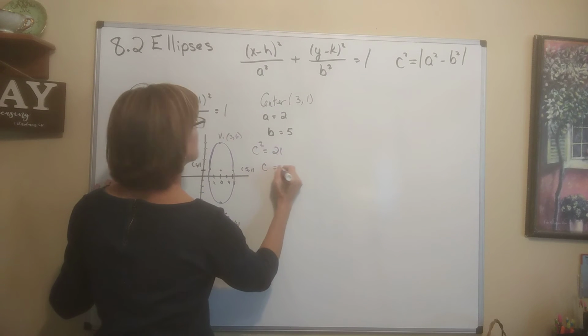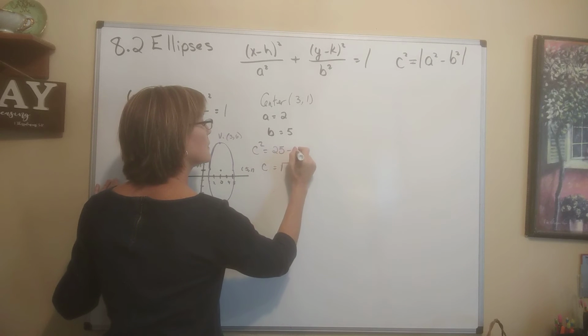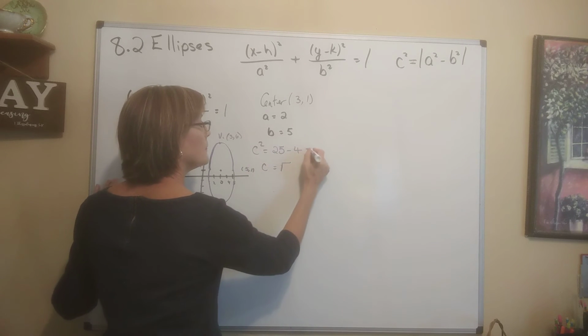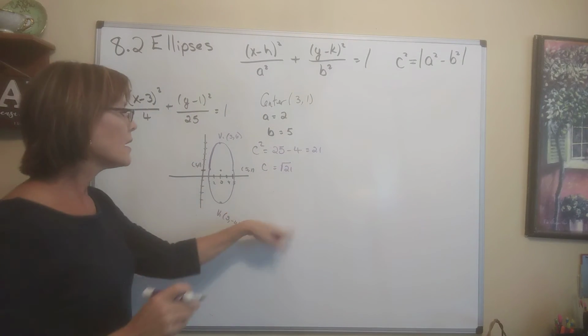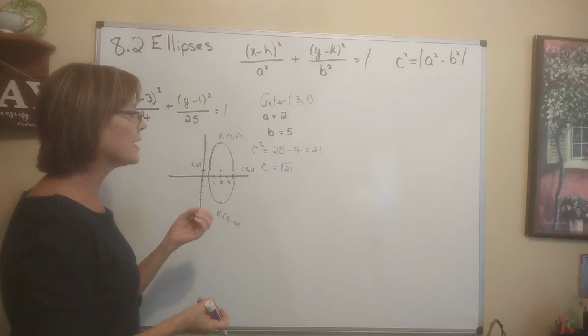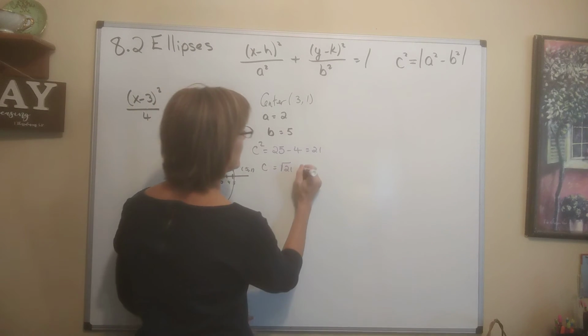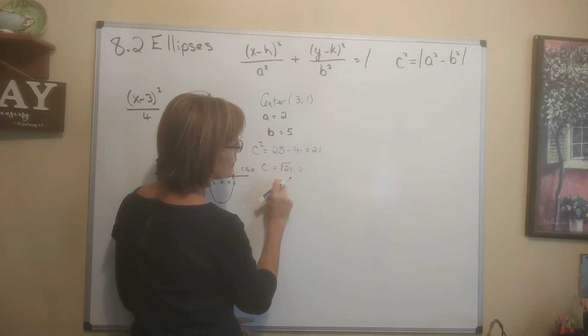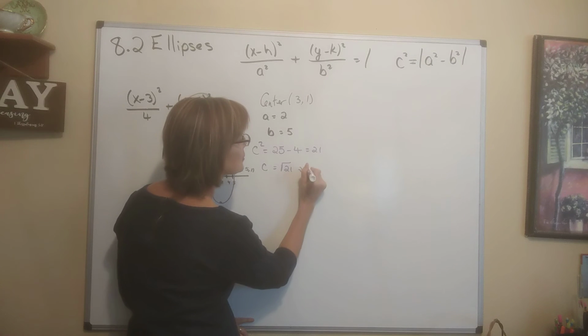So c is the square root of 21. Okay, now you will show me accuracy through the points that you label. The square root of 16 is 4, the square root of 25 is 5, so the square root of 21 is 4 point something. You can also use your calculator, it's 4 point something.